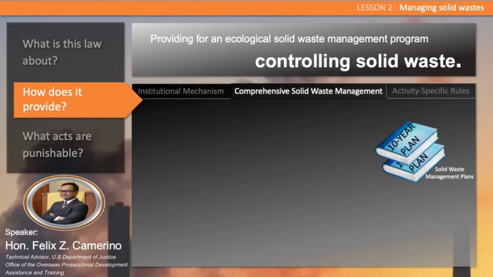The plans we're referring to here are the 10-year solid waste management plans. There is not necessarily just one plan. There is one for the entire nation, but there is also one for various locations, so there'll be a number of these plans. Anyway, when we're talking about this comprehensive solid waste management program, it gets its directions.